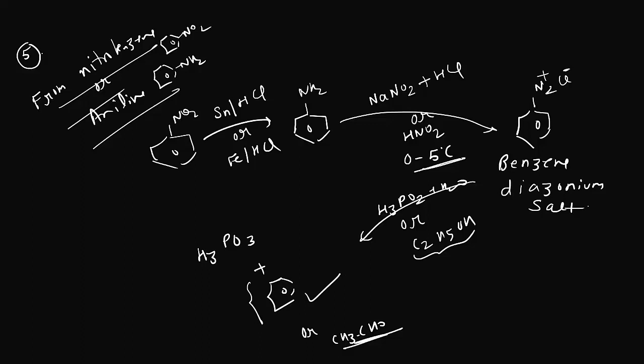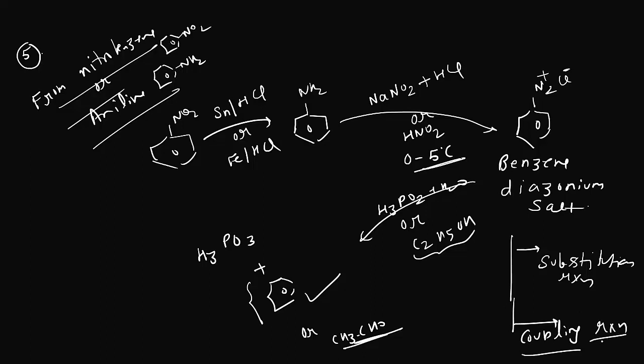Now, I was telling you the importance of benzene diazonium chloride. It is so important that almost all aromatic compounds can be prepared using benzene diazonium salt. Benzene diazonium salt actually shows two types of reactions. One we call substitution reaction, where N2 will get replaced by something. Another is the coupling reaction.